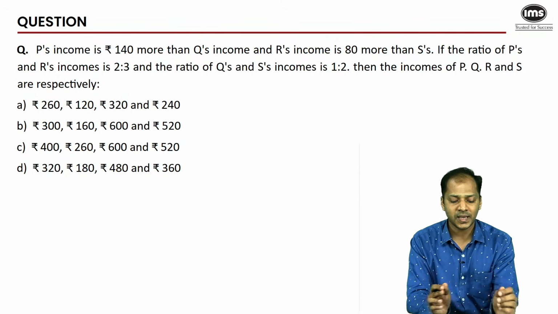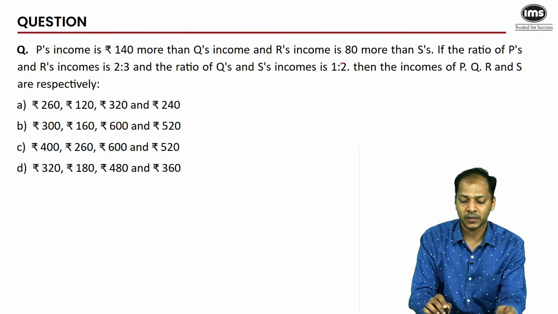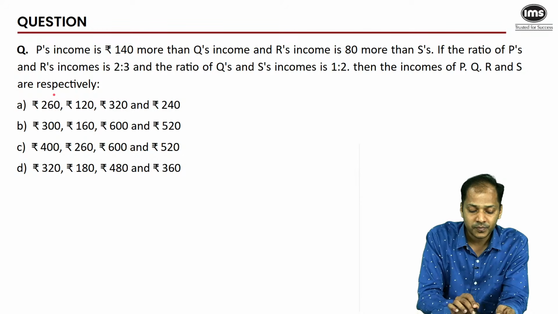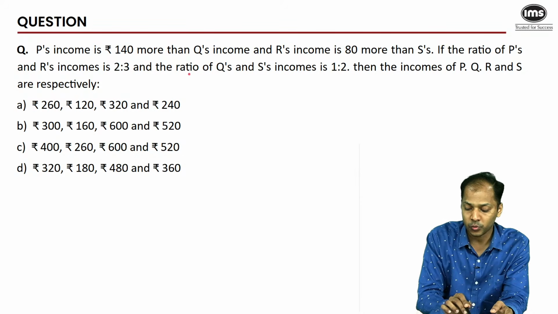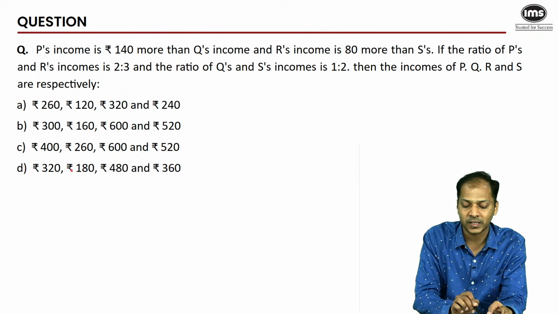All right, so P's income and Q's income are compared. R's income is 80 more than S's income. So here you have a numeric comparison, so at least check the options. P should be 140 more than Q. All the options are satisfying that.